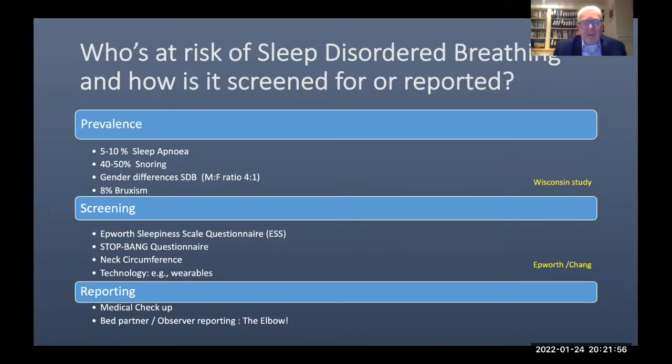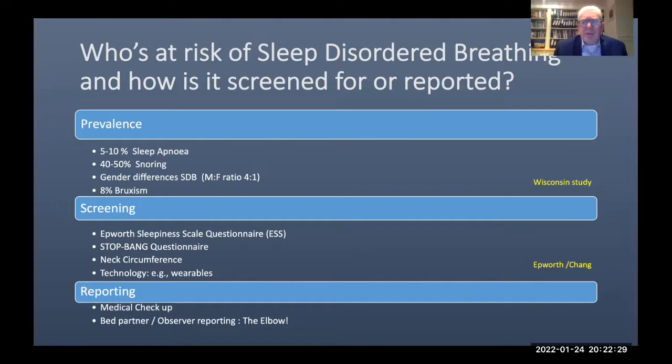The estimated prevalence is 5 to 10% of the population. Again, this could be low, this could be slightly higher. Snoring, which is more common and is associated with sleep disordered breathing, is in the 40 to 50% range. Huge gender differences in sleep disordered breathing presentations. Males outnumber females 4 to 1. But there are temporal considerations here in terms of pregnancy and early menopause, which may increase the number of females presenting with these problems.